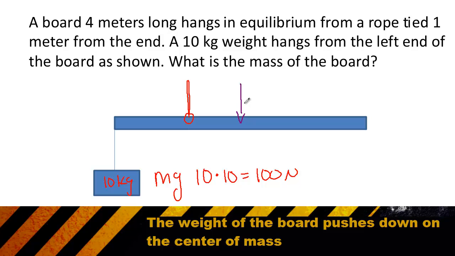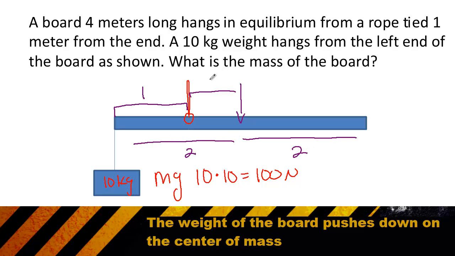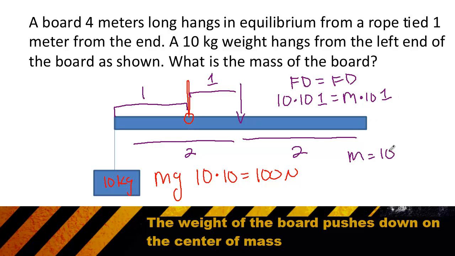So our board is a total of 4 meters long, and the distance from the 10 kilogram weight is 1. The center of gravity happens in the middle of the board, which means we've got 2 meters on the left and 2 meters on the right. That means the center of the board is also pushing down just 1 meter away from the fulcrum. Our standard equation of torque for an object in equilibrium is our force times our distance is equal to our force times our distance. Or in this case, the 10 kilogram weight times the acceleration of gravity times a distance of 1 meter is equal to the mass of the board times gravity, which is 10, times a distance of 1 meter. Do some algebra, and the mass of the board is also 10.